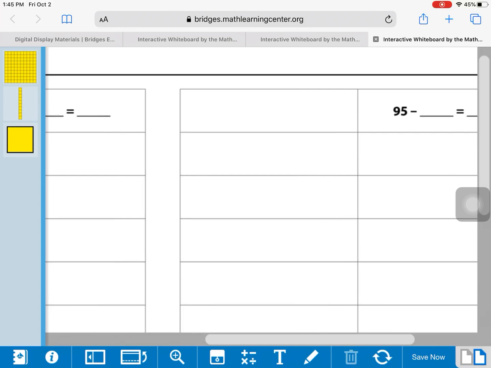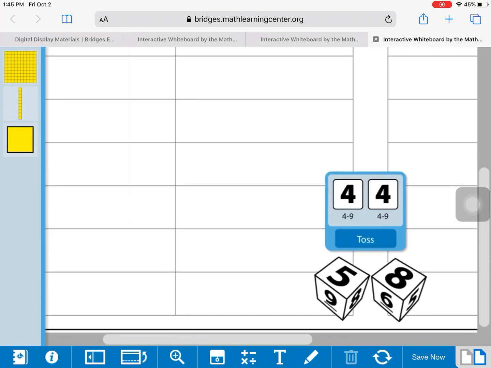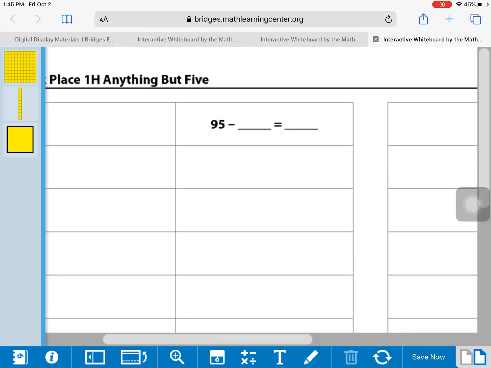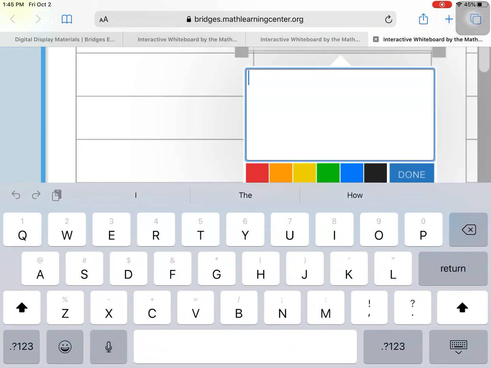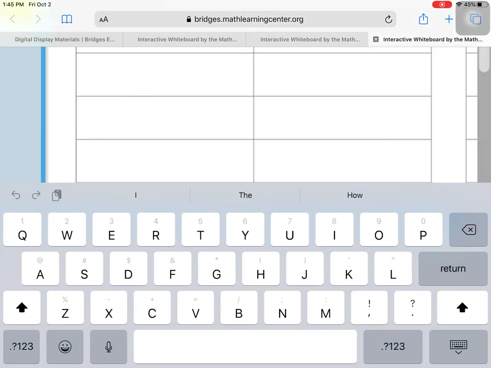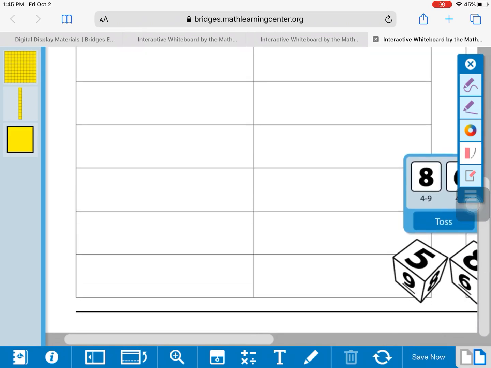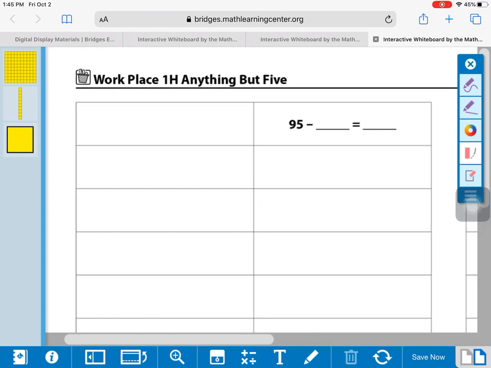So let's pretend I'm going to go right now and I'll start the game. I'm going to make a toss, and I rolled an 8 and a 6. So I'm going to take my pen. For my pen today, let's just do purple. And I'm going to write down, I rolled a 12. Is that what I rolled? Or was that a 14? Oh, it was a 14. So I'm going to put 95 minus 14.